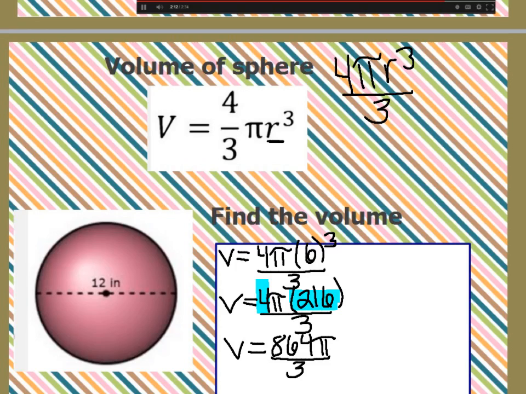So my next step here would be to divide 864 divided by 3. So I'm just going to come up here. Volume equals 864 divided by 3 in this case is 288. Remember, do not forget pi. So volume equals 288 pi. In this case, we're dealing with inches, so it's going to be inches cubed. Because volume is 3D, we're dealing with cubic units.